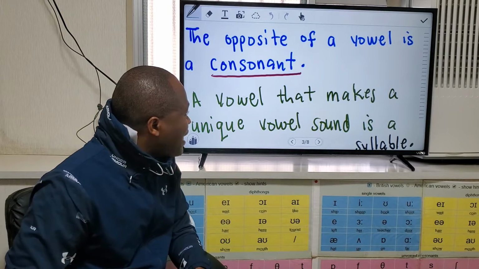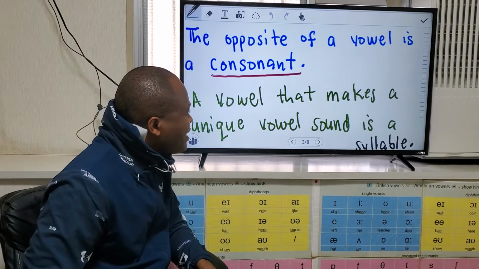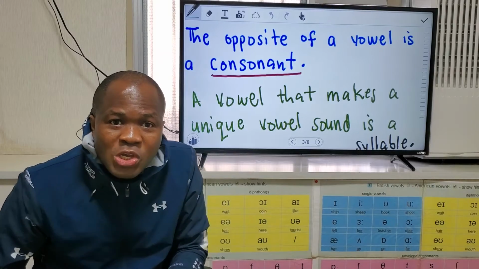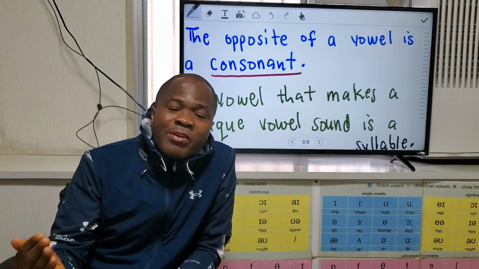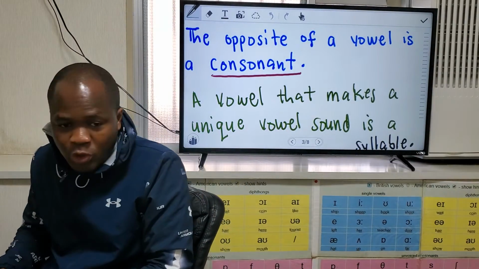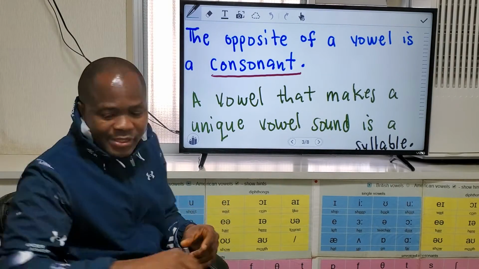Now, a vowel that makes a unique vowel sound is a syllable. So now there is a difference between a syllable and a vowel. Let me explain further. For example, I have the letter, let me write it down.